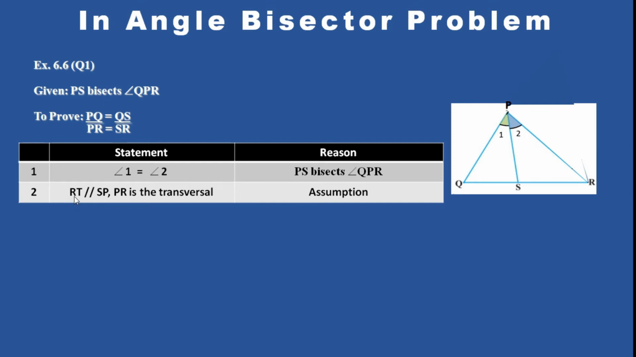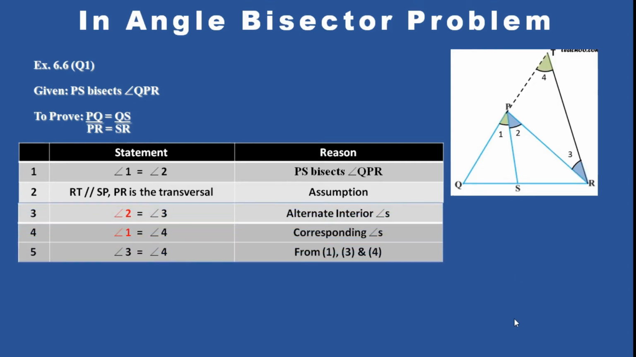We will make a line RT which is parallel to SP from here like this. When we do that, we can see since RT is parallel to PS, therefore angle 2 is equal to angle 3. These become alternate interior angles as PR has become the transversal. Also, angle 1 is equal to angle 4. Reason? They become corresponding angles.